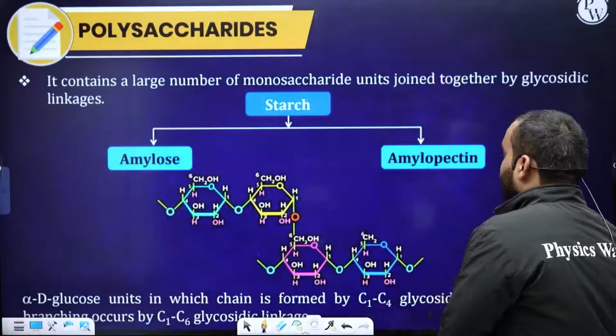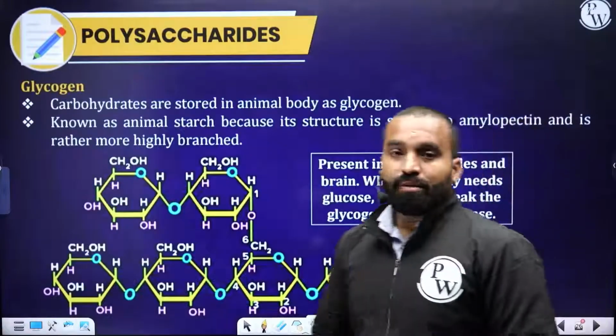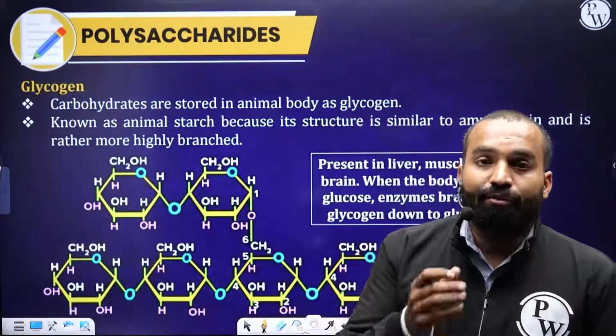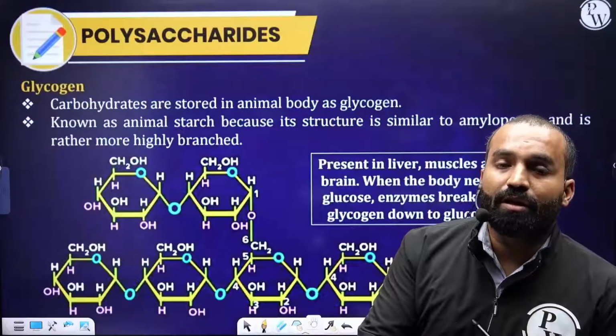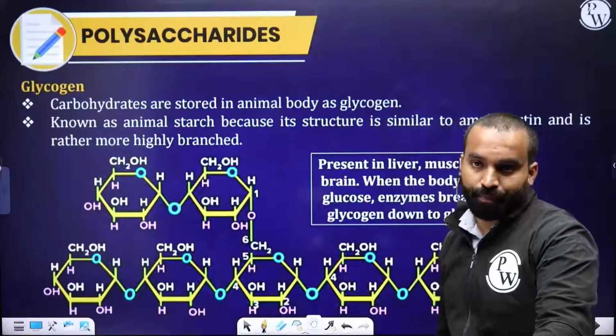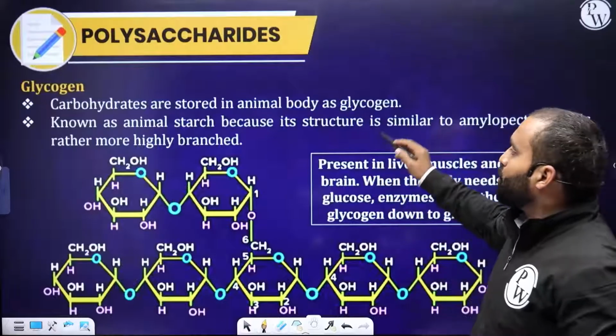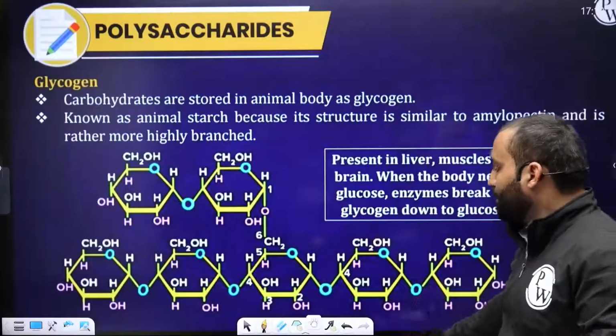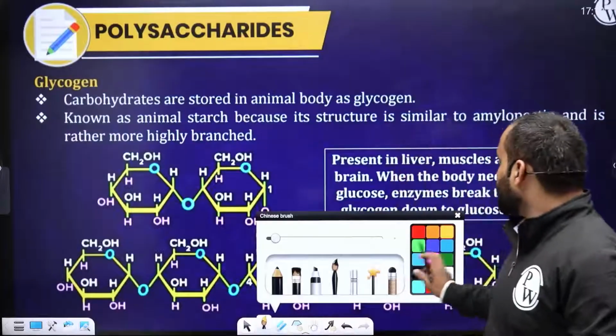All right, everybody. What is glycogen? This is again a very famous question. In what form is glucose stored in the animal body? It is glycogen. Glycogen is the carbohydrate stored inside the human or animal body. You should know that.